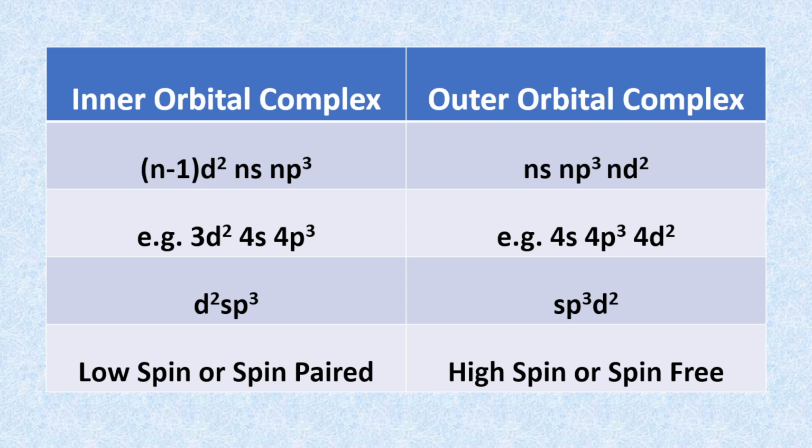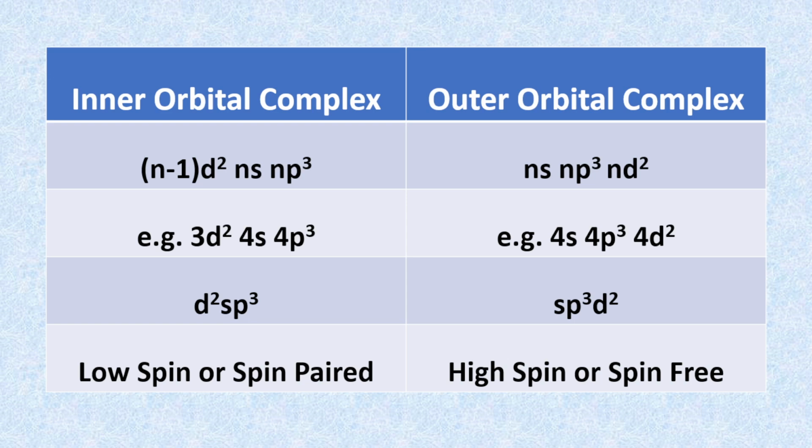For example, when 3d, 4s and 4p orbitals of a 3d metal are involved in hybridization, they give d2sp3 hybrid orbitals, which later overlap with the ligand to form an inner orbital complex. When 4d, 4s and 4p orbitals of a 3d metal are involved in hybridization, they give sp3d2 hybrid orbitals, which later overlap with the ligand to form an outer orbital complex.